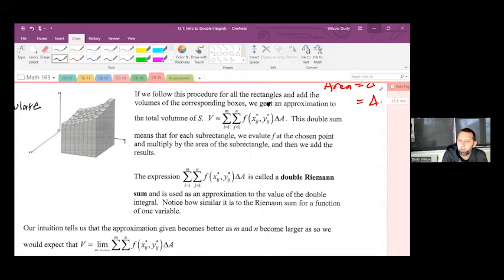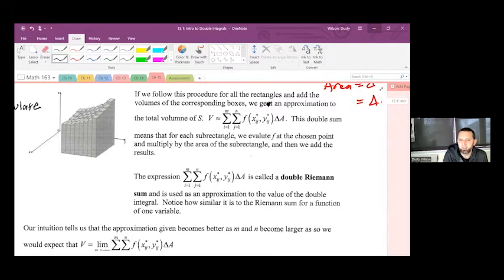The expression sum from i equals 1 to m, the sum from j equals 1 to n of f of xij star, yij star times delta A is called a double Riemann sum and is used as an approximation to the value of the double integral. Notice how similar it is to the Riemann sum for a function of one variable.